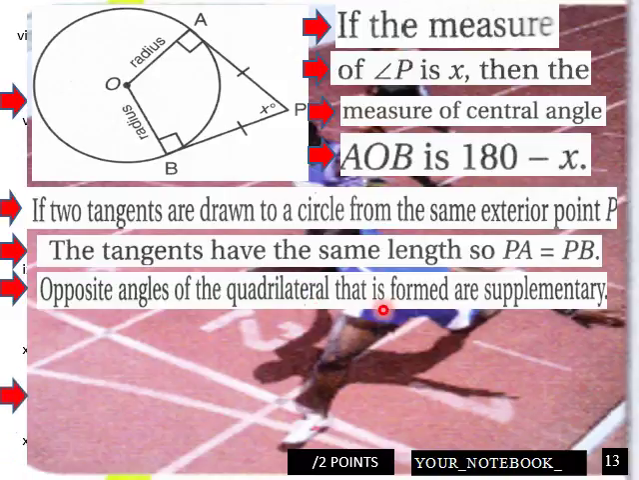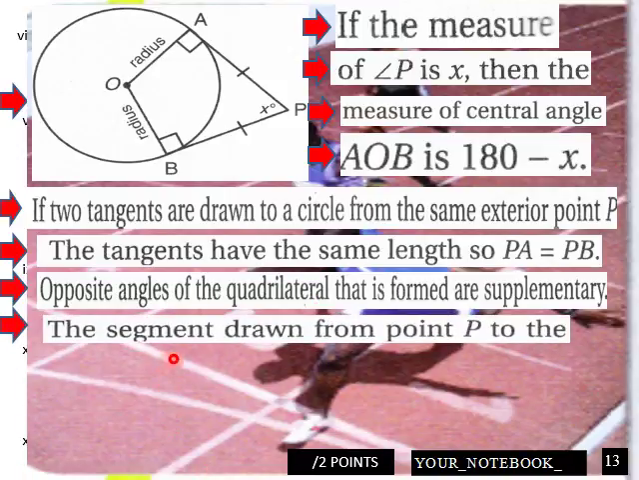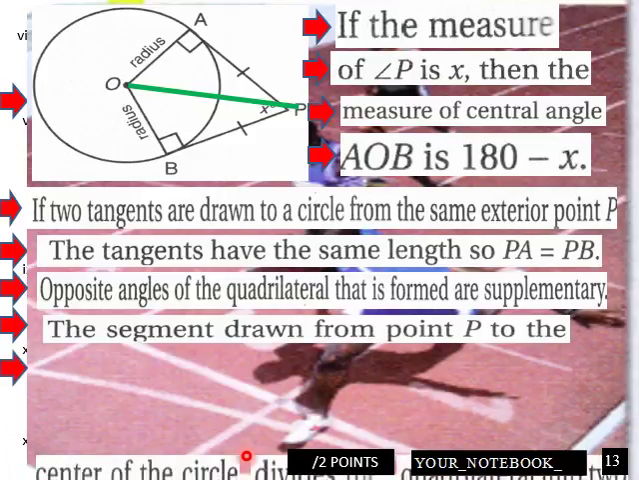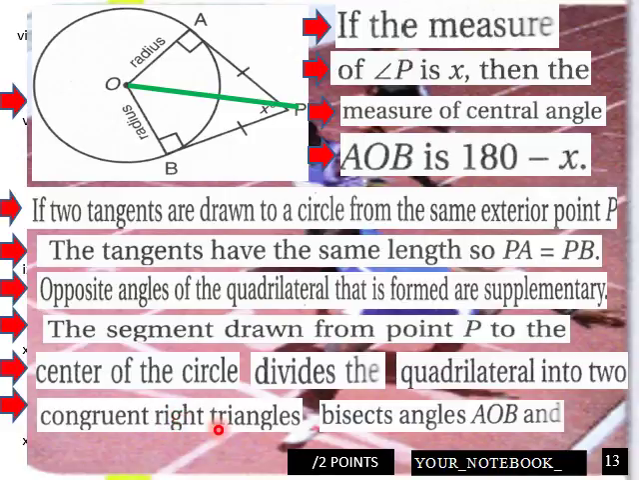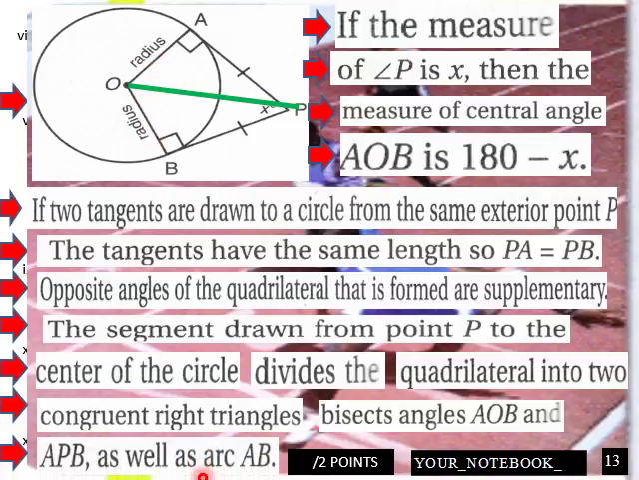The opposite angles of the quadrilateral that's formed are supplementary. The segment drawn from point P to the center of the circle divides the quadrilateral into two congruent right triangles. These two right triangles are congruent and bisect angle AOB, so these angles are congruent too. And APB and AOB, as well as arc AB. So we have a bunch of different bisections happening here.